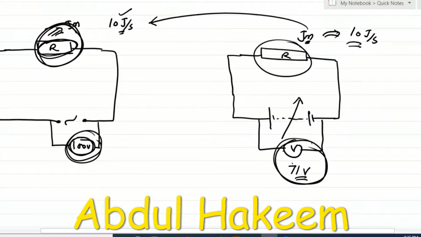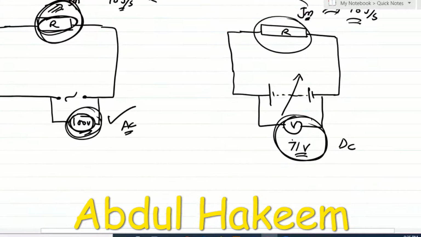It means the same energy is dissipated from the same resistors by the two supplies, but one at 100 volt and the other at 71 volt. So this is alternating and this is direct. This is the difference. Now, it means this direct voltage is more efficient than alternating.